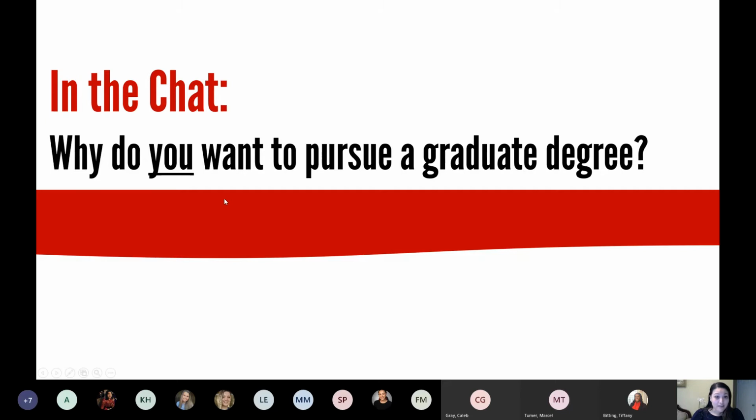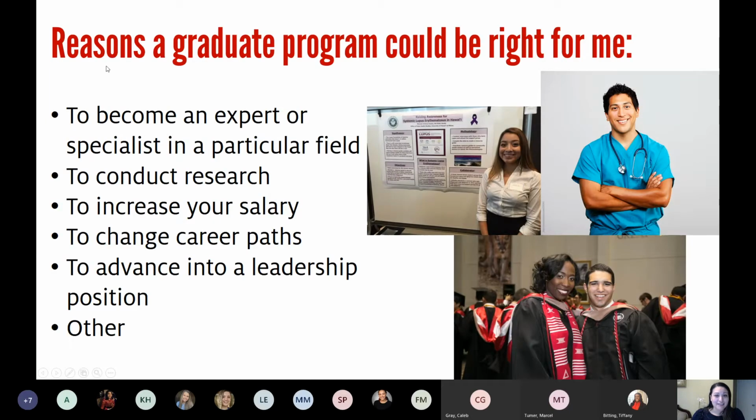Excellent. So for many of you, what I'm noticing is that the reasons to pursue a graduate program are a lot of the things that are listed here. Some of the reasons why someone might want to pursue a graduate program is because they want to become an expert or a specialist in their particular field. A lot of you mentioned some of these. You can see right here, it might be required to become a lawyer, a museum curator, a counselor. It's one of those minimum requirements.